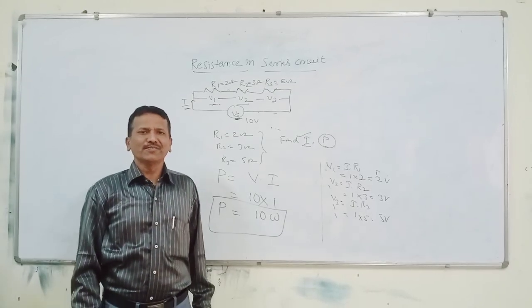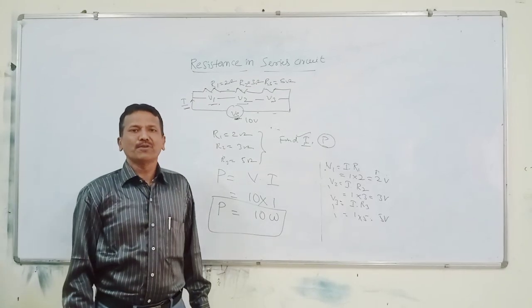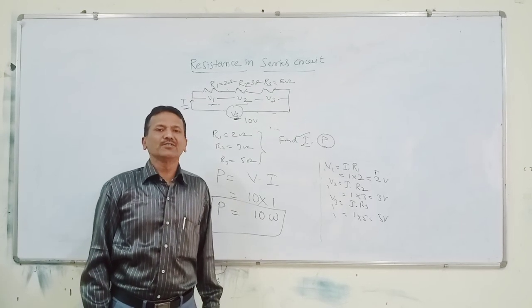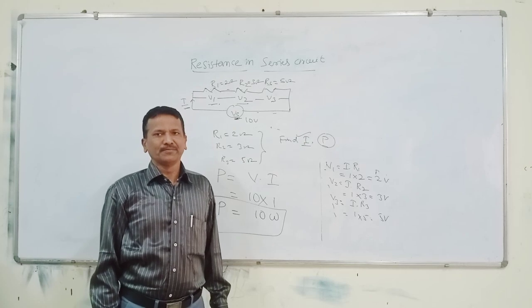So this is a very simple one. Two things are important: current is always constant and voltages vary. So the other name of series connection is the voltage division method.